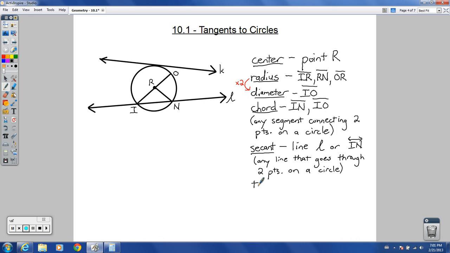And a tangent, this is not sine cosine tangent now, it's a different definition of tangent, would be line K. This is any line that just touches 1 point. So right here, I'm saying that's the particular point right here. Right there's the point of tangency. We're going to learn about that in the next slide a little bit more. So this just touches 1 point on a circle.